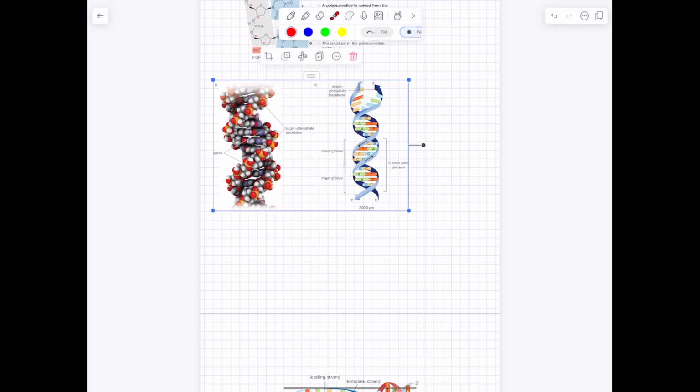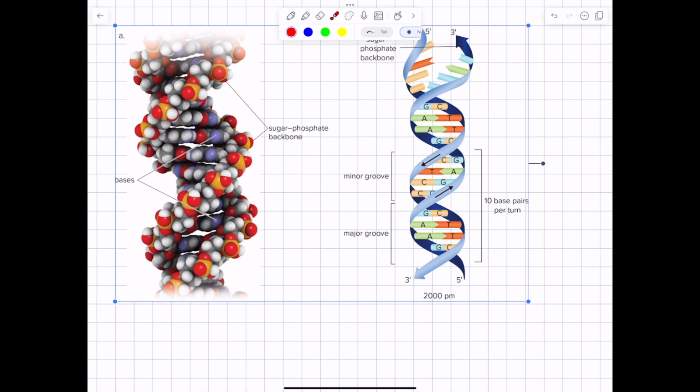There are various what are called A form and B form and other forms of duplex DNA which differ slightly in the conformations and the sizes of the major and the minor groove. You may learn about that in biochemistry. We're not going to worry about it in organic chemistry.